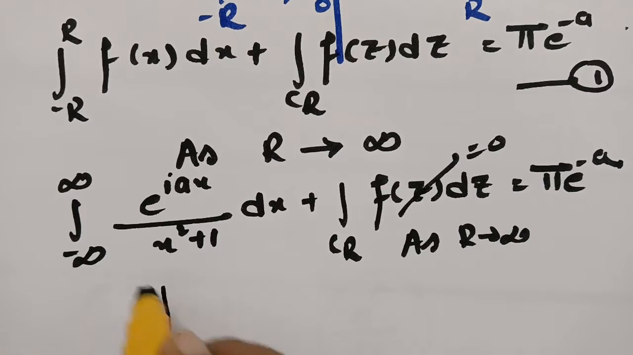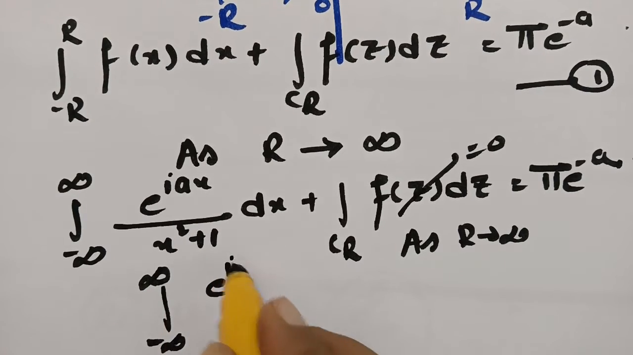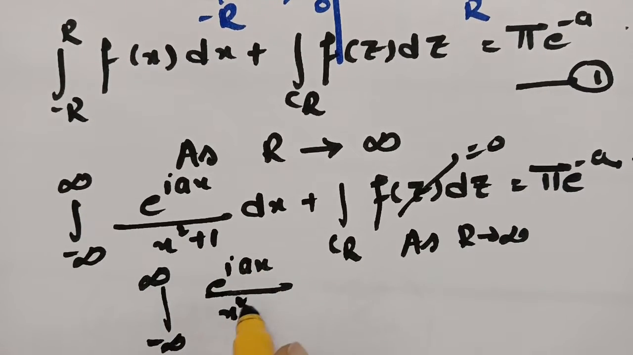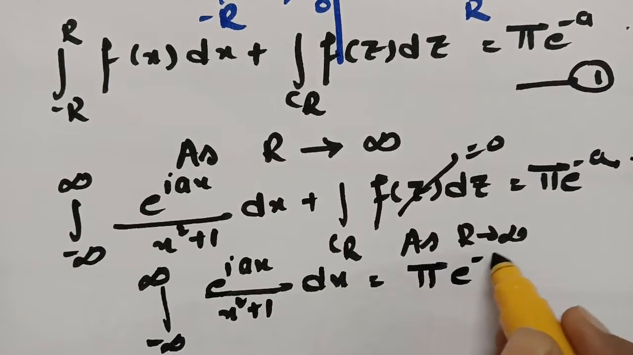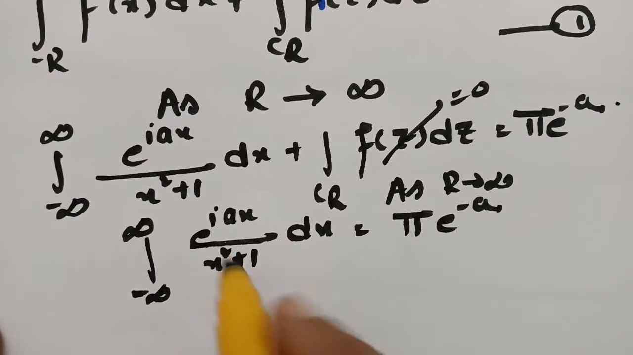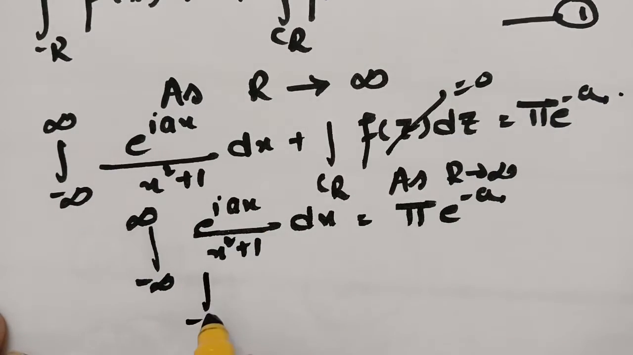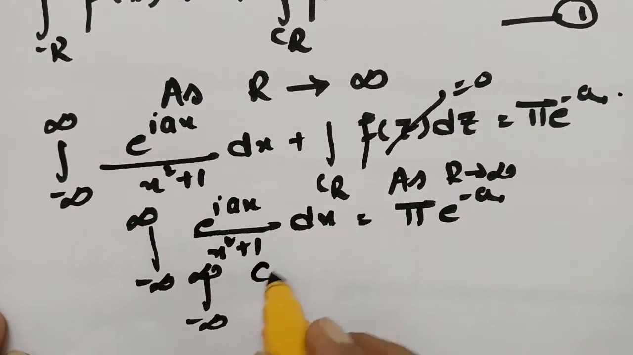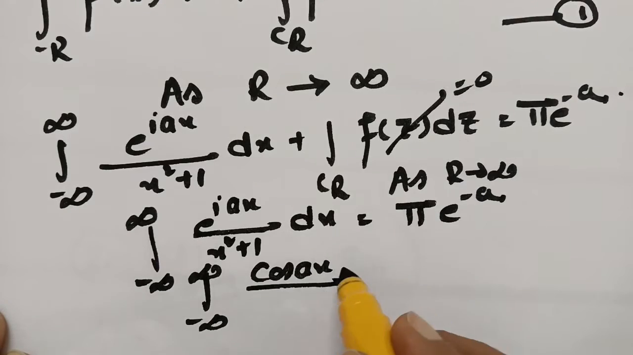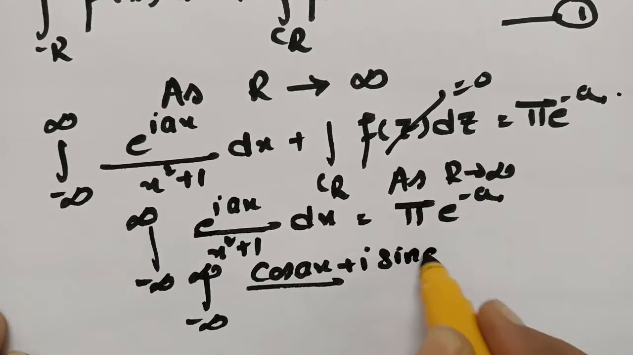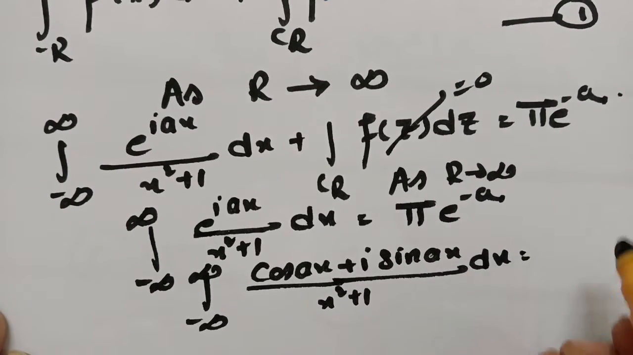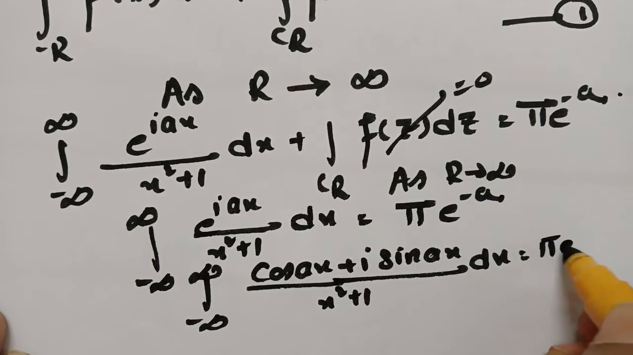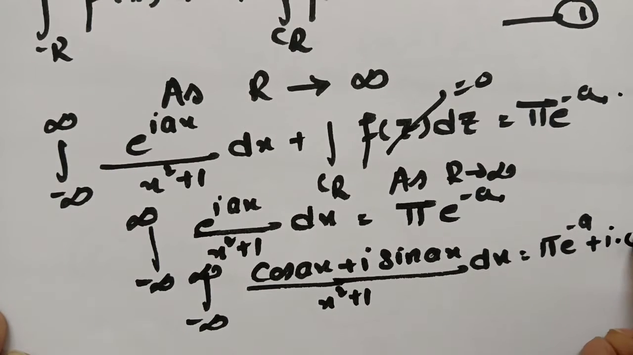Therefore, the integral from minus infinity to plus infinity of e^(iax) by (x² + 1) dx is clearly π times e^(-a). So what is e^(iax)? If I split this, it is cos ax + i sin ax. So the integral of (cos ax + i sin ax) by (x² + 1) dx equals π e^(-a) + i times 0.